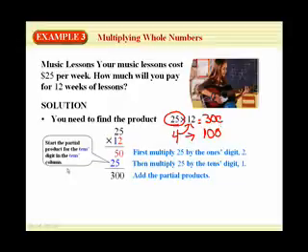Another way to do this is, let me see if I can remember, or if I can draw it, called lattice multiplication.